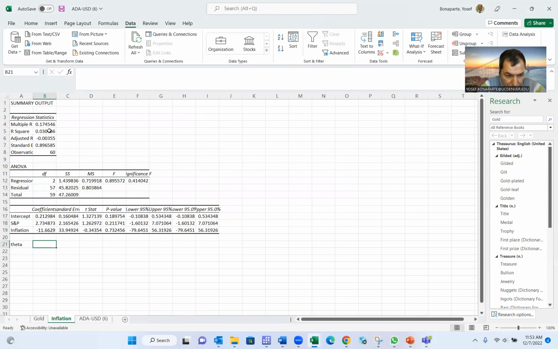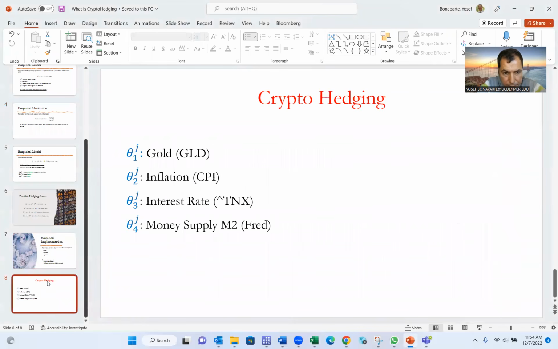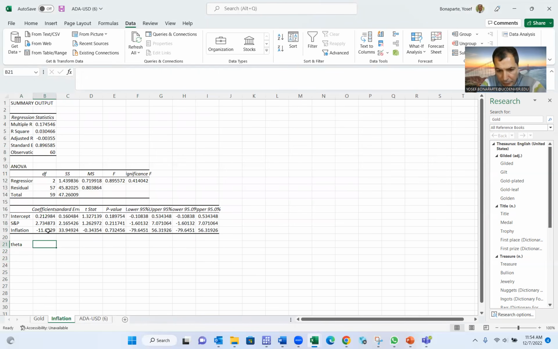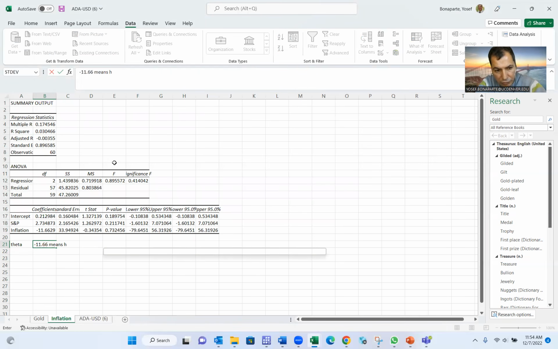Theta, what we care about here, and that will be theta what? Inflation. Theta 2. So theta is negative, minus 11.66, which means hedge against inflation.